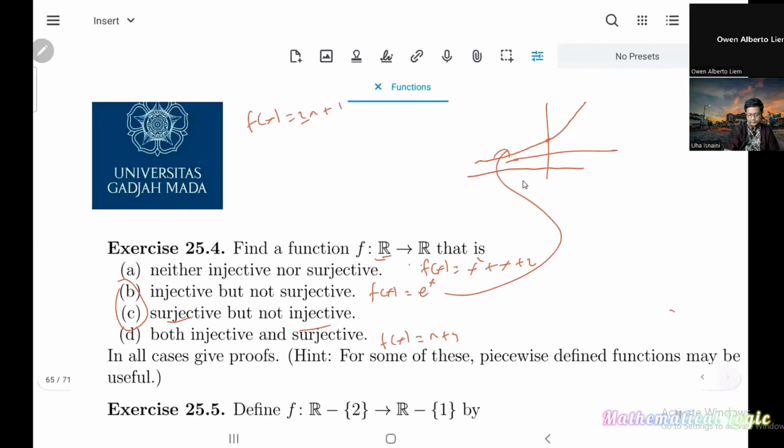Because if you do the horizontal line test above the horizontal axis, it's very clear that it only cuts through the curve in exactly one point. So for the last one, surjective but not injective, any idea?